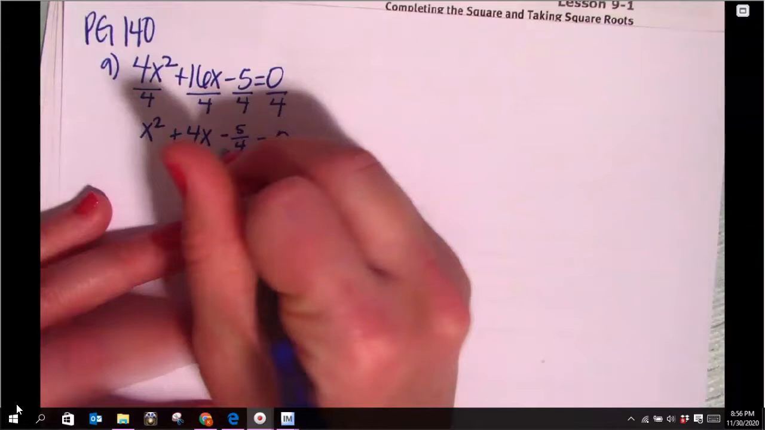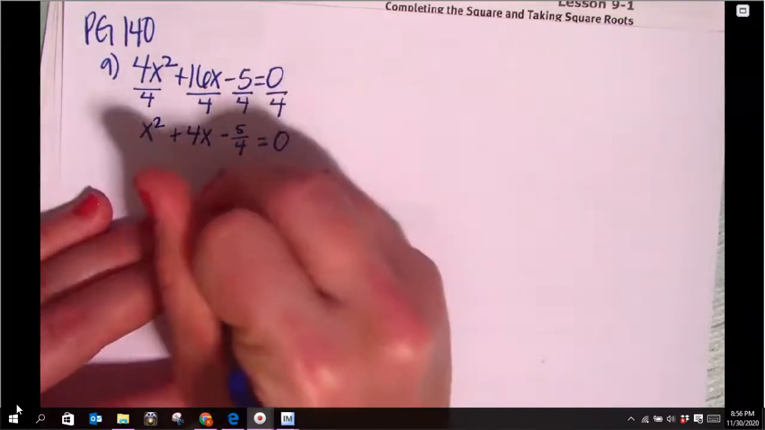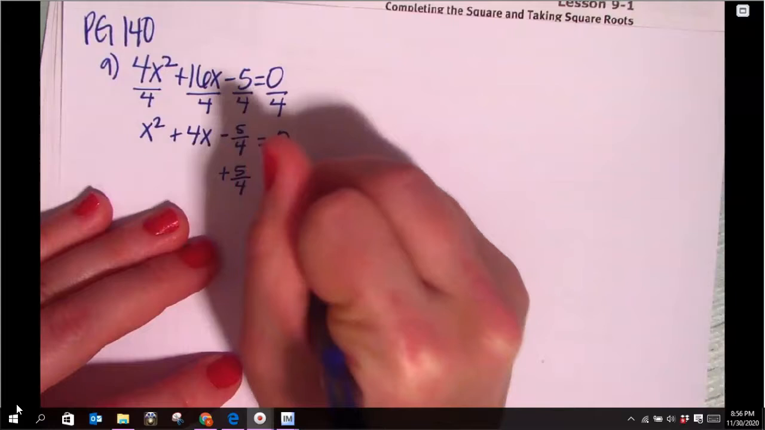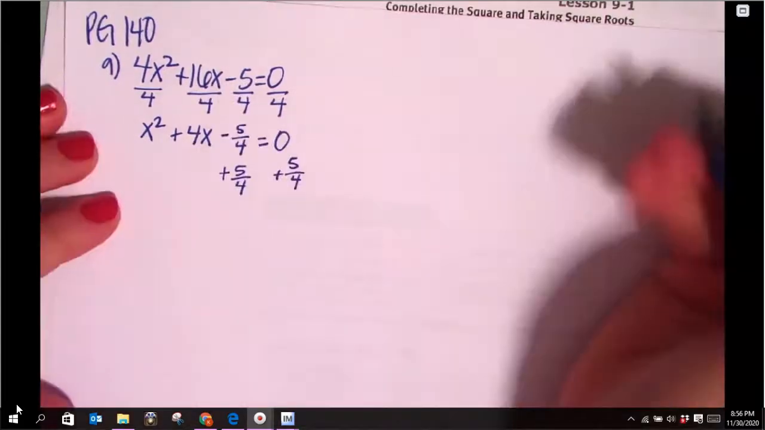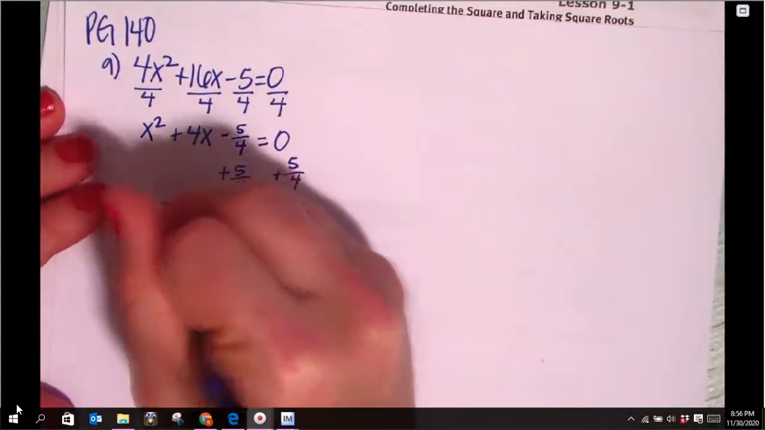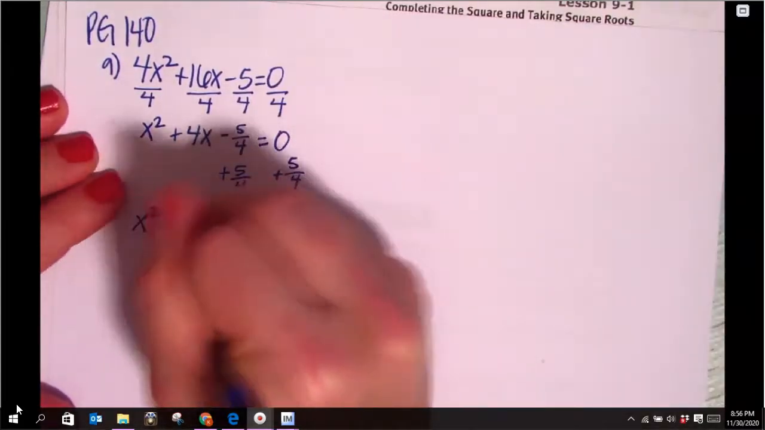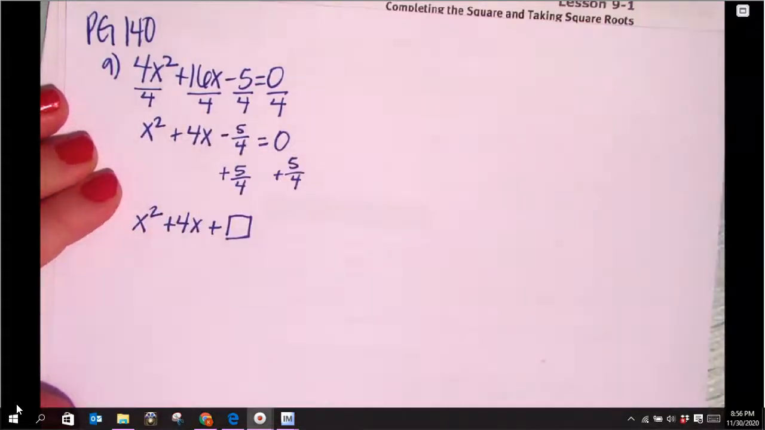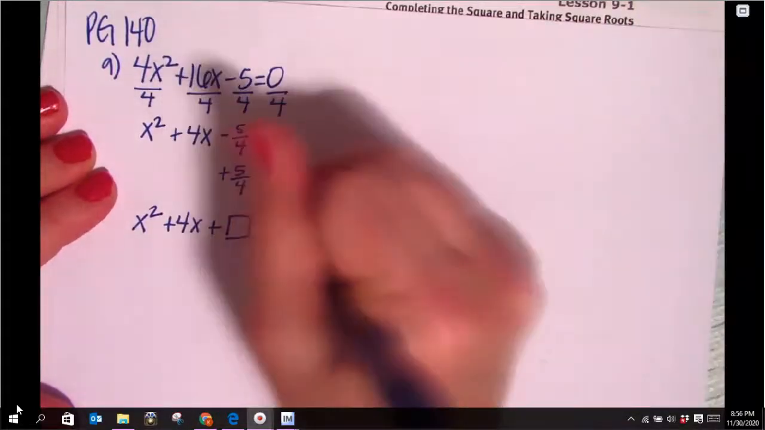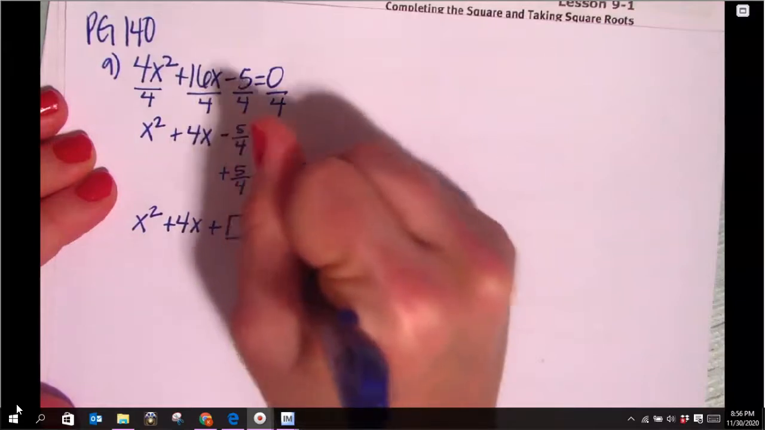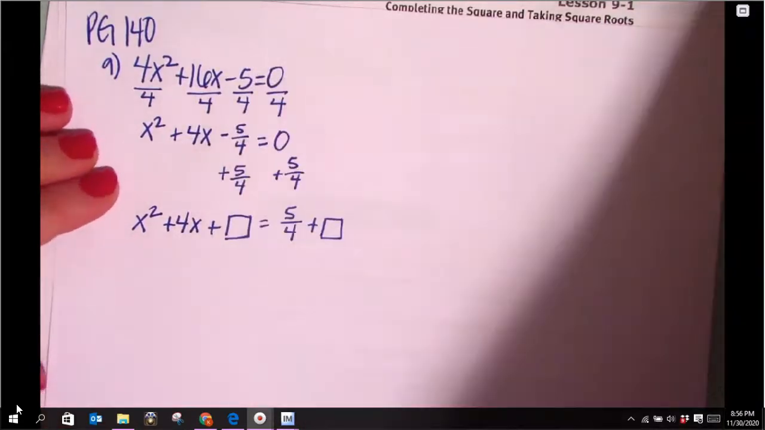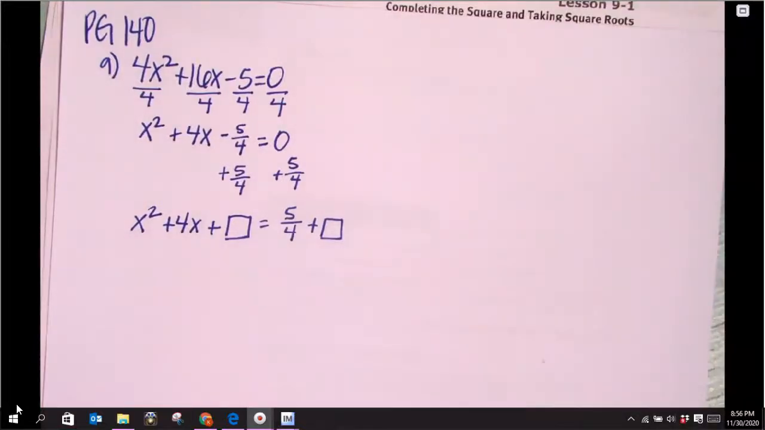Then we want to create the space for the box, so we move the 5/4 to the other side by adding. So when I write this out, I'm going to write x squared plus 4x plus a box, always plus a box, equals 5/4 plus a box, because whatever you do to one side, you have to do to the other.